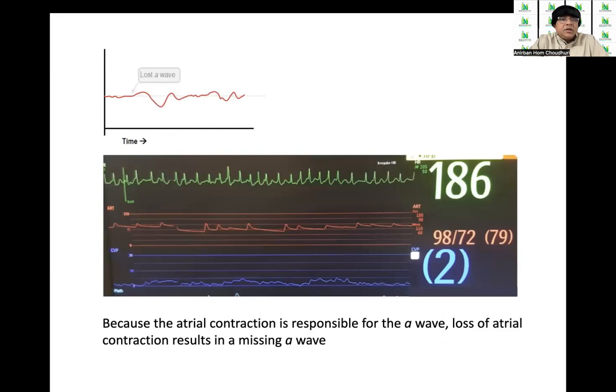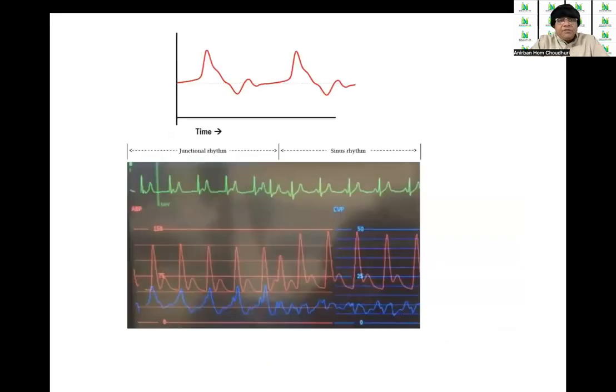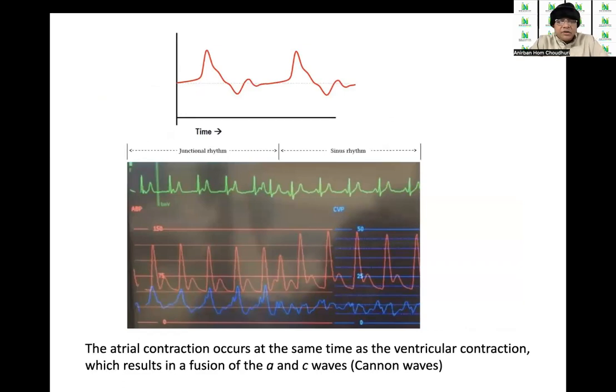Here you can see there is a lost A wave, because the atrial contraction is responsible for the A wave. Loss of atrial contraction results in the missing A wave. This is typically seen in atrial fibrillation. If you look at this, again, you can see very clearly that there is a fusion of the A and C waves, because the atrial contraction occurs at the same time as the ventricular contraction, and consequently it results in the fusion of A and C waves, which we commonly call Cannon waves.